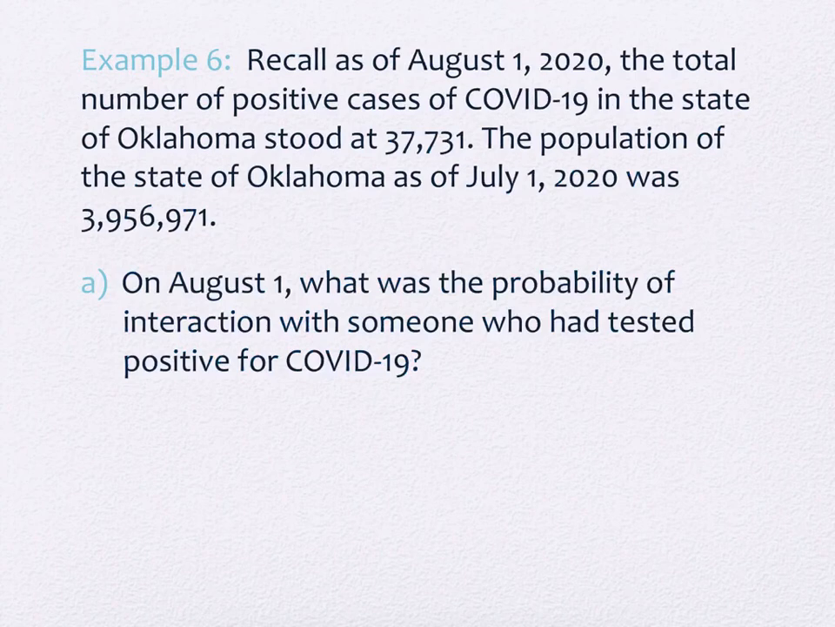Okay, last example for today. So real quick one, it's COVID data. Recall, we already did one COVID problem. As of August 1st, 2020, the total number of positive cases of COVID-19 in the state of Oklahoma stood at 37,731. The population on July 1st, the closest I could get to that date, was 3,956,971. On August 1st, what was the probability of interacting with someone who had tested positive for COVID-19? So what would we do to find that probability?